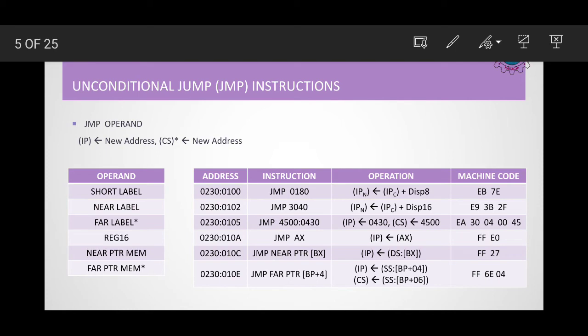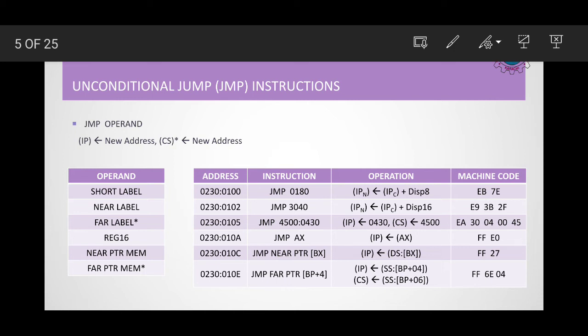Now we have to discuss the unconditional jump, that is JMP. The standard format for JMP is JMP operand. From that operand, new values for IP and CS will be loaded, and different possibilities for the operand are given. That operand may be a short label, a near label, or a far label, or you may use a 16-bit register or a pointer within memory, near pointer or far pointer. So we have some examples here.